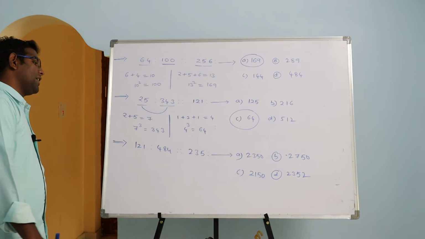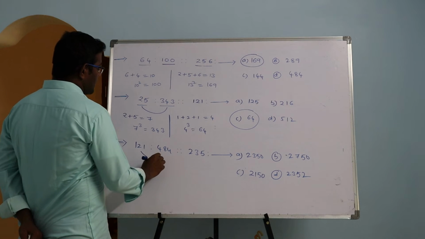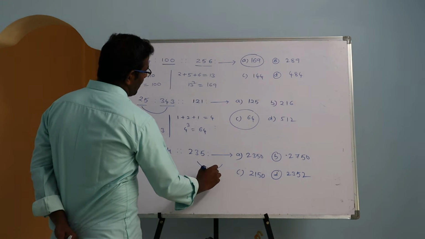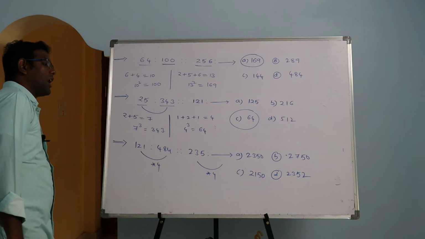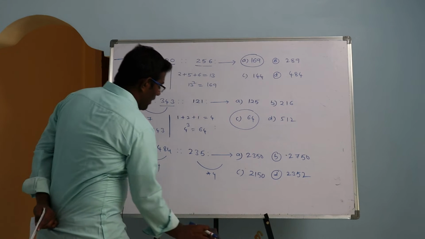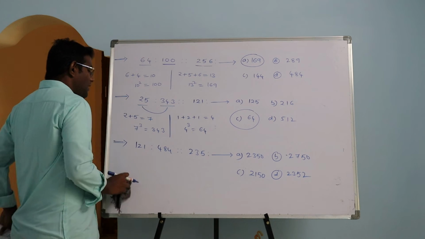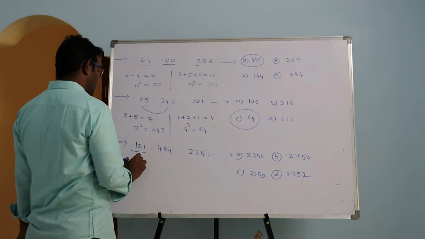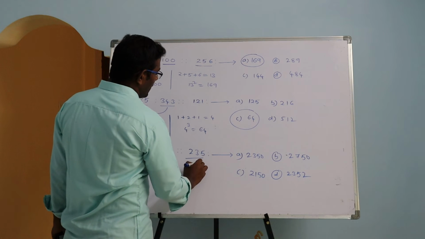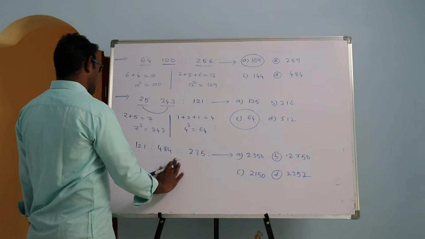121 is to 484 as 235 is to dash. 121 can be multiplied with 4. In the same way 235 into 4, your answer goes to 940. Is 940 in the options? 940 is not there. Is there any relation between 121 and 484? You can observe 121 is the square of 11. 484 is the square of 22. 235 is not a square of any number. That's why it is not a square logic, sir.